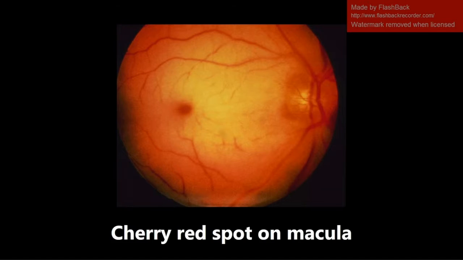This next one is a cherry red spot on the macula. You can see it right here. And this is common in 3 conditions, which are definitely high yield, and they are Tay-Sachs disease, Niemann-Pick disease, and central retinal artery occlusion. So be aware of both the appearance of this image and the diseases that it is seen in.